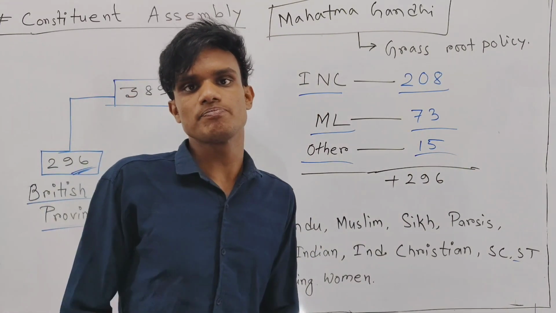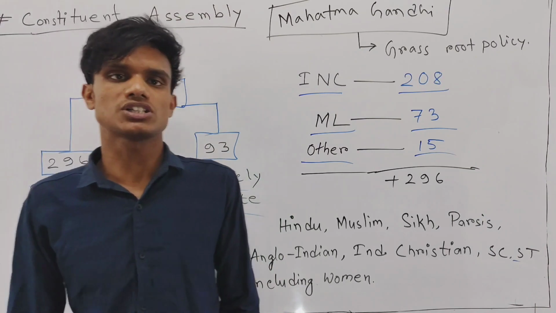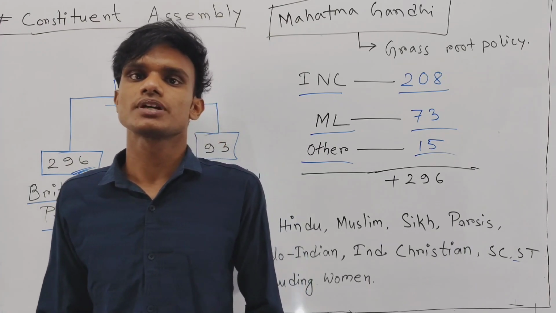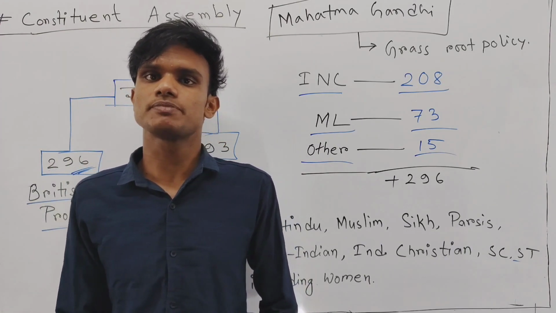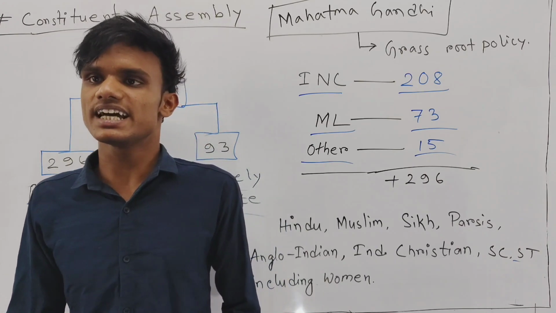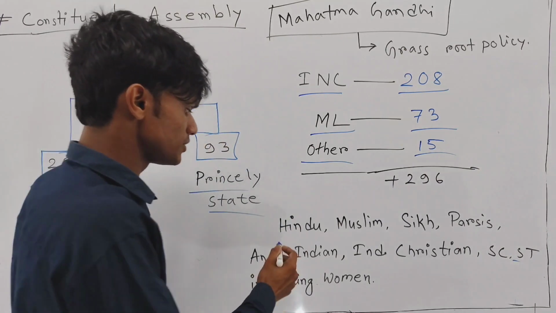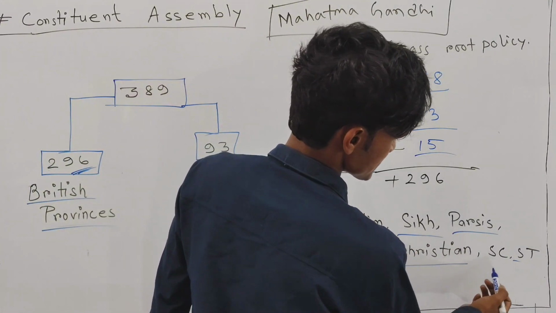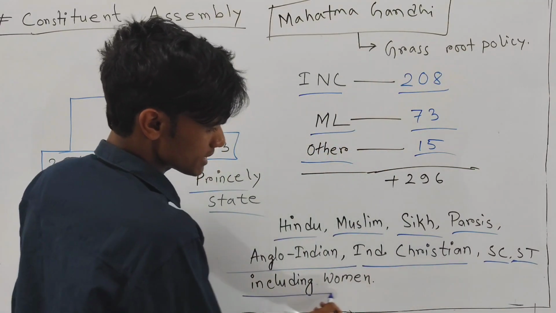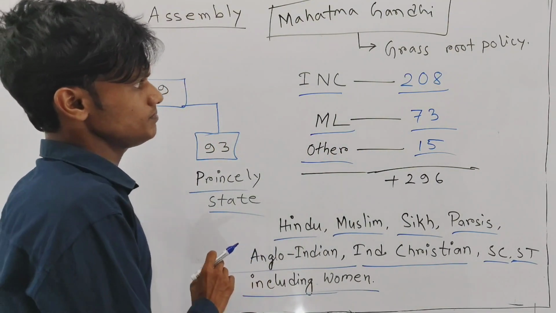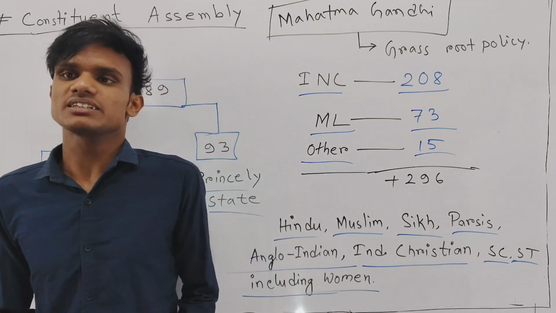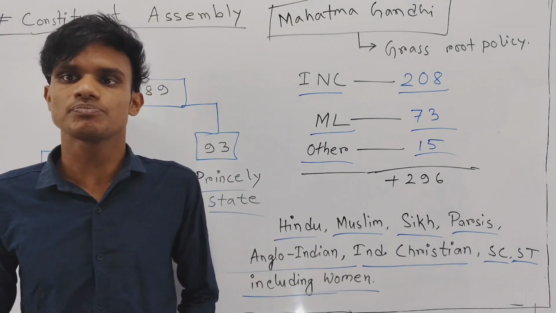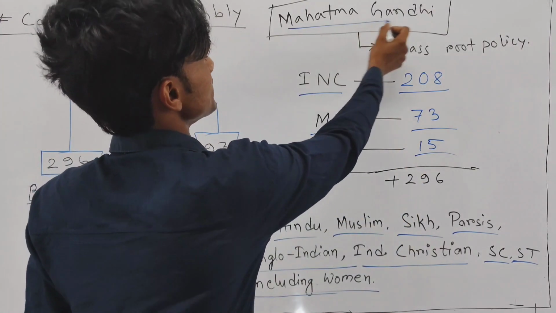Also, at that time, the Constituent Assembly was not directly elected by the people of India. The assembly comprised representatives of all sections of Indian society, like Hindu, Muslim, Sikh, Parsis, Anglo-Indians, Indian Christians, SC, ST, including women. And the assembly included all important personalities of India at that time, with the exception of Mahatma Gandhi.